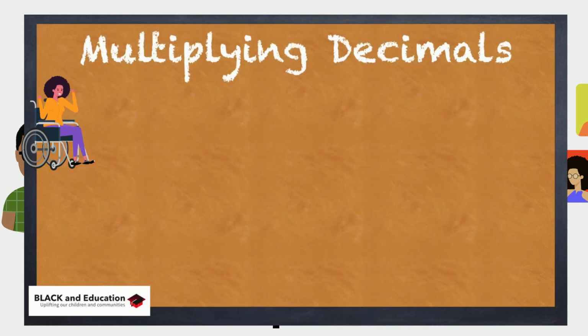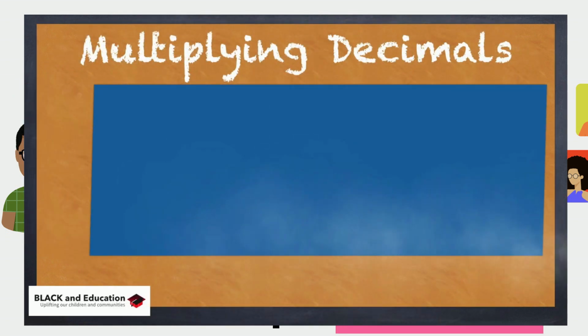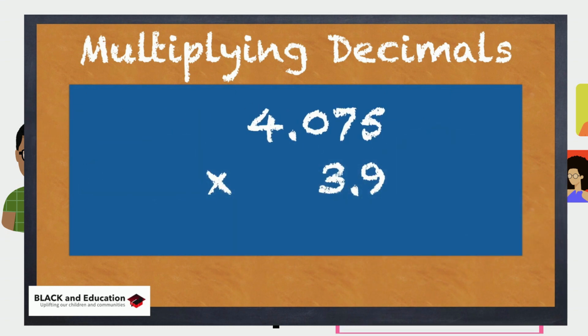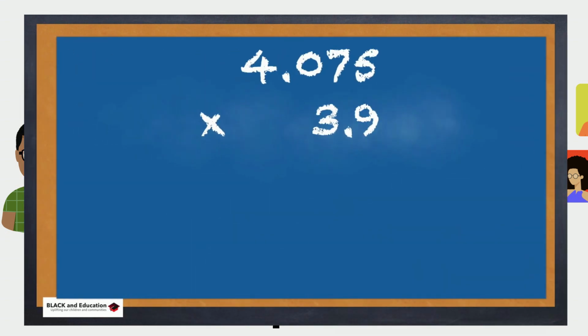Now let's look at multiplying decimals. What happens when you multiply decimals? Let's say I have 4.075 times 3.9. What is that going to equal? How do we handle this, right? So let's give ourselves a little bit more space so we can work out this problem. Again, I have 4.075 times 3.9.